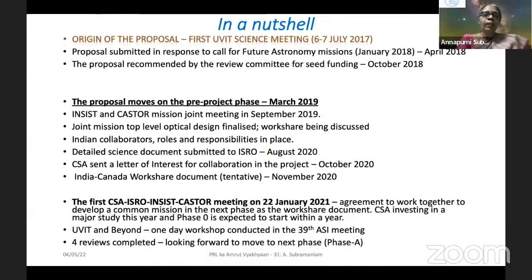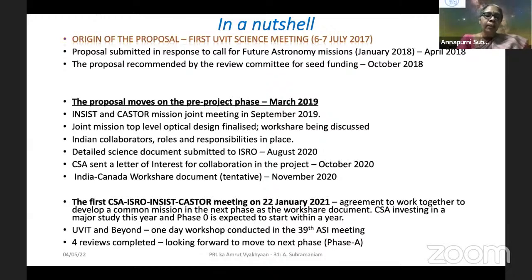Around the same time, we also had discussions with the CASTOR mission, which had been planned since the early 2010s as a larger mission. CASTOR had imaging requirements but no spectroscopic requirements, whereas INSIST had both imaging and spectroscopic requirements. We had a joint meeting in September 2019, and we realized that we could have a joint mission if we could overlap the design, come up with a combined design, and understand the work share between the two nations.